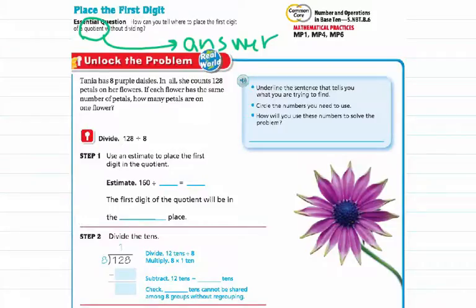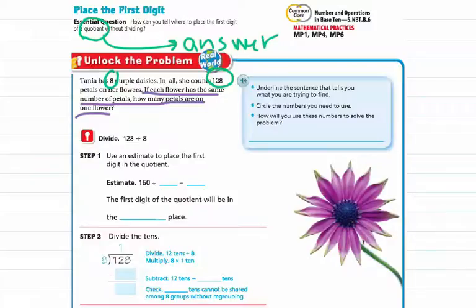So I'm going to underline the sentence that is going to tell me what I'm trying to find. I know at the end of my problem, I have the question, and that's what I'm trying to find. If each of the flowers has the same number of petals, how many petals are on one flower? Next, I'm going to circle the number that I'm going to use. So I know that I'm going to circle 8 because that's how many purple daisies we have, and I'm going to circle 128, which is how many petals are on all of her flowers.